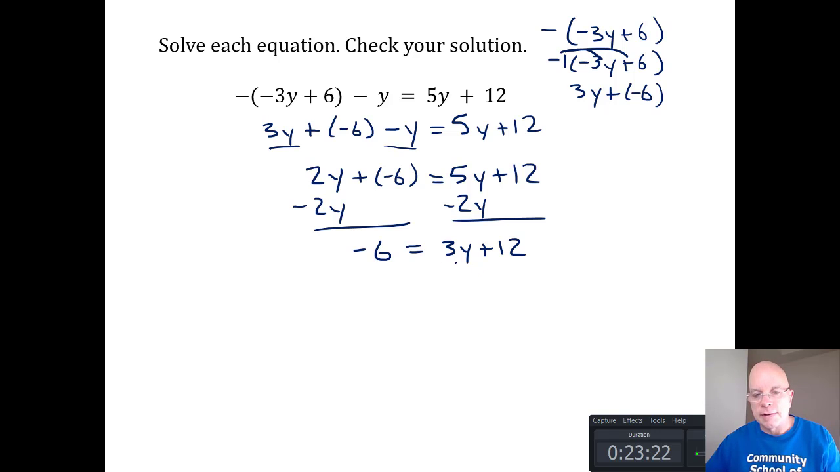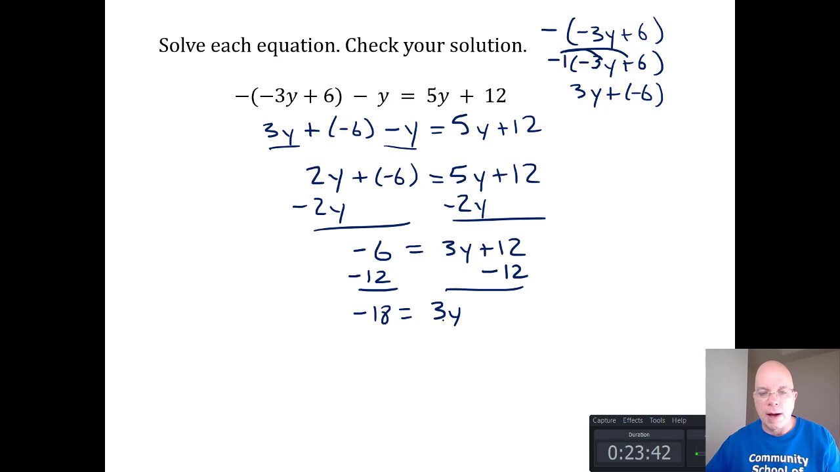I'm trying to isolate the variable. So first I need to isolate the variable term by removing the constant term, subtracting 12 from both sides of the equation. Negative 6 minus 12 is negative 18. 12 minus 12 is 0. That's why we did it. Additive inverse. When you add opposites, you get a sum of 0.